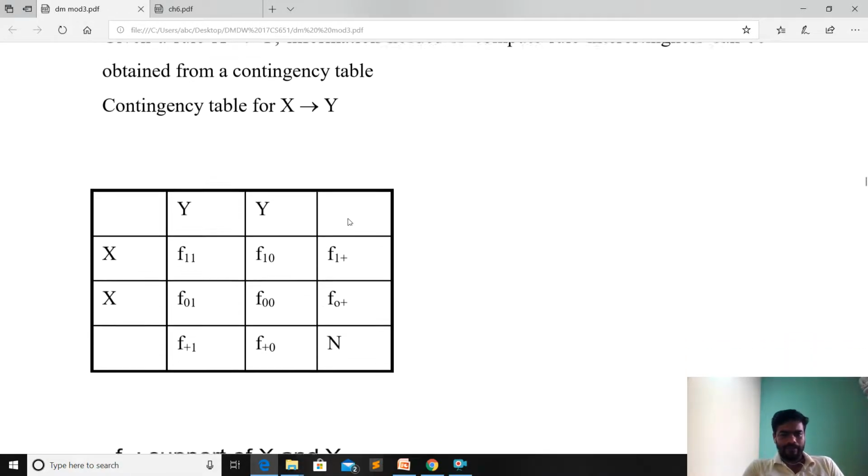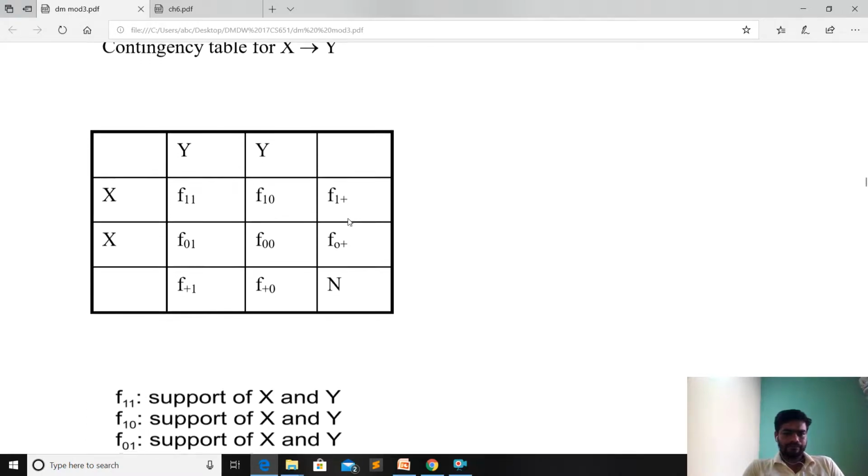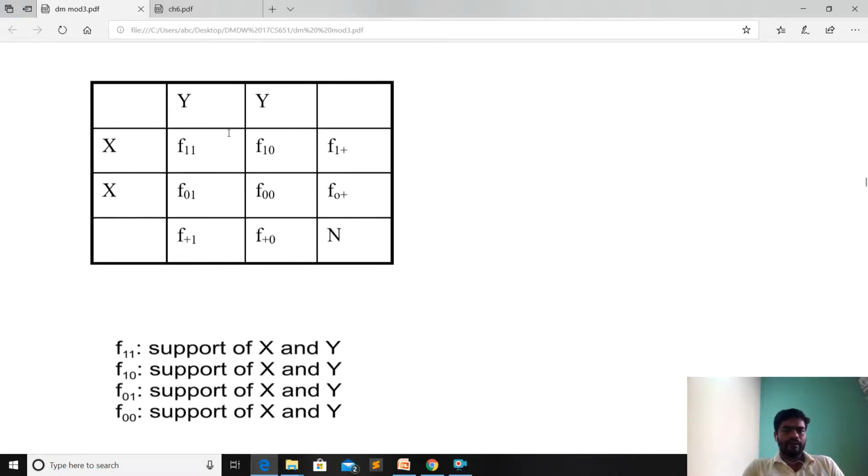So let us take a contingency table. On the vertical side we have X and on the horizontal side we have Y. So what is f11? f11 is the support of X and the support of Y.